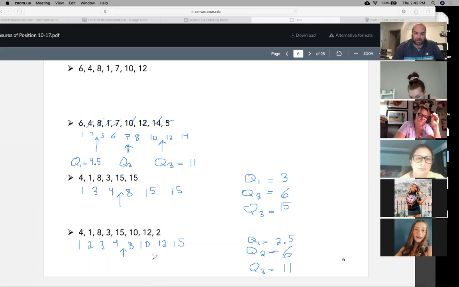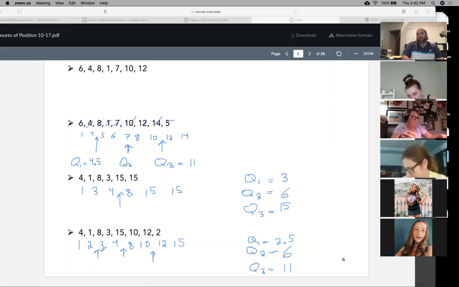Notice that none of them are actual data points in this case. All three of them land in between. But in every situation, we do exactly the same thing. Put them in order. The middle one, the middle of the left, the middle of the right. That's how you find your Q2, Q1, and Q3. Are there questions on that?